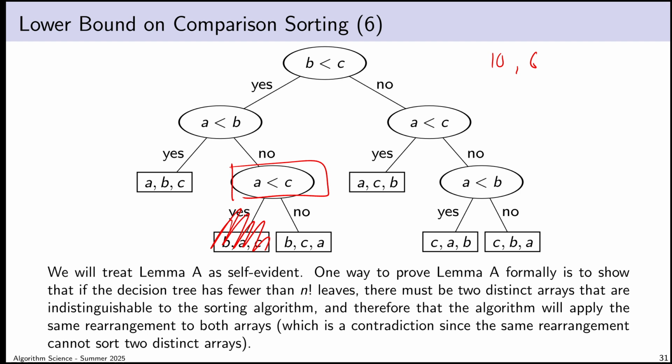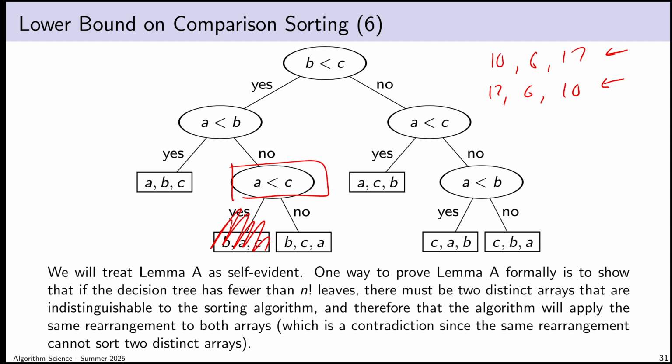So again, different orderings would be stuff like these two orderings here. These are different orderings. Sorting them requires different rearrangements. If you have fewer than n factorial leaves, there must be two different arrays in a different order that the algorithm treats exactly the same way. That is, it has no way of telling them apart because it doesn't ask enough different questions.